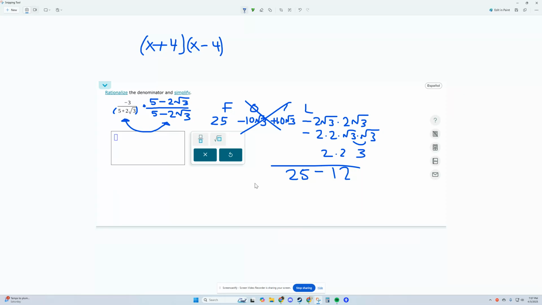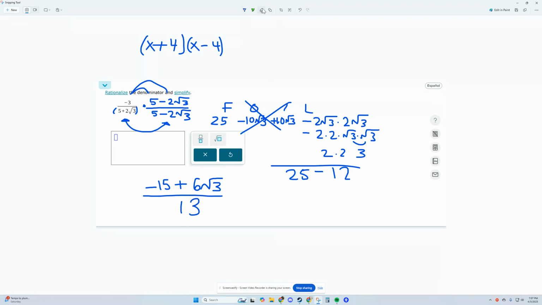And then in the numerator, we have negative 15 because we still multiply that to both, and then plus, to the inside, 6 root 3 over what's 25 minus 12? 13. Now I can't simplify both of these. If this was 12, I could divide all those numbers by 3, but this is 13. So that would be the final answer.